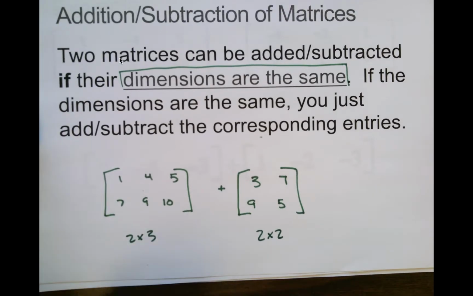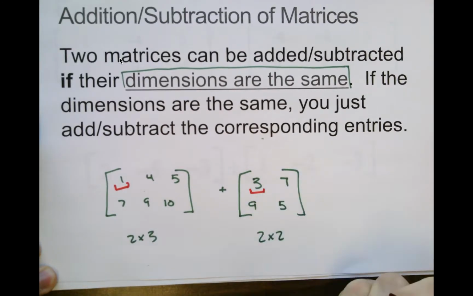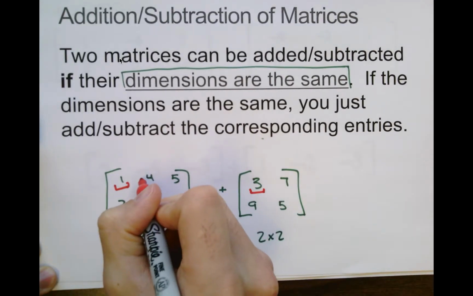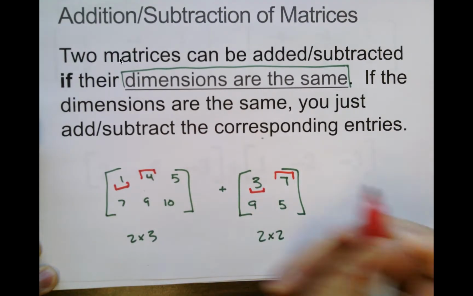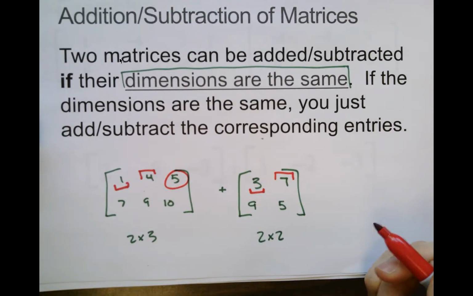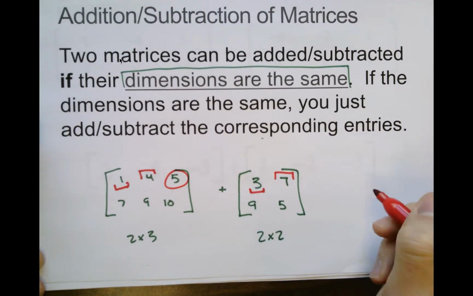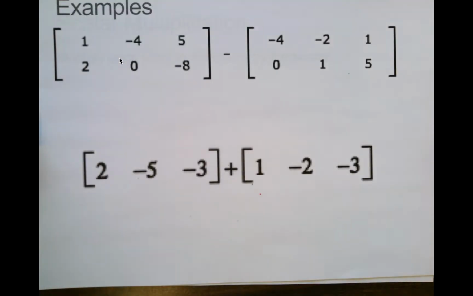Now, when we actually go through and add these, we're going to add the corresponding parts. So, first row, first column would be added with first row, first column of the second one. Same thing here. First row, second column, first row, second column. The problem is here, we don't have a third column over here, so we'd have nothing to add it to. So this would be something that we cannot do. And we'll talk about how we're going to address that tomorrow.